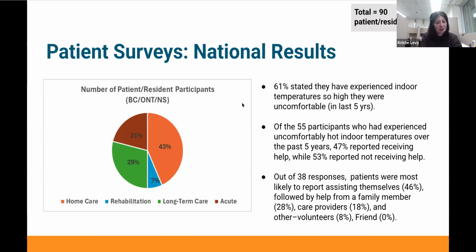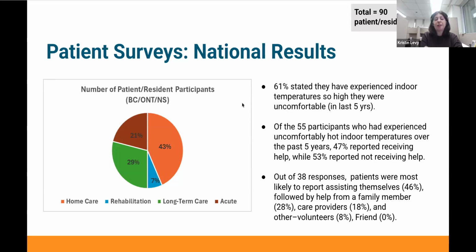Then out of 55 participants who had experienced uncomfortably hot temperatures, 47% of them reported receiving help, while 53% reported not receiving help. So that's a pretty high number. It should be noted that that was typically more common in home care situations. If someone was in a facility, they were more likely to report feeling helped.